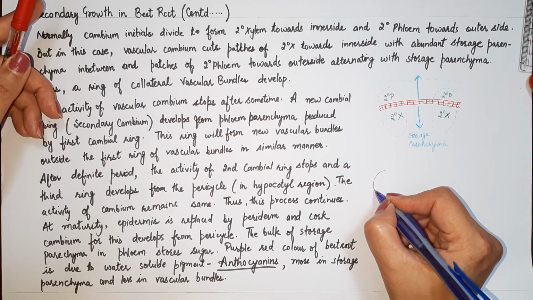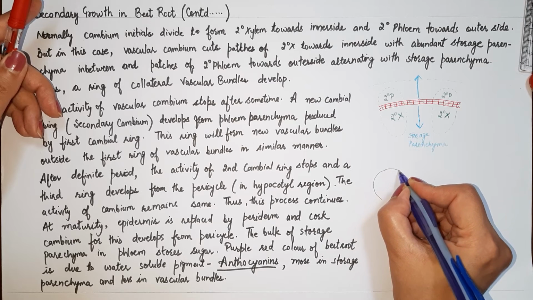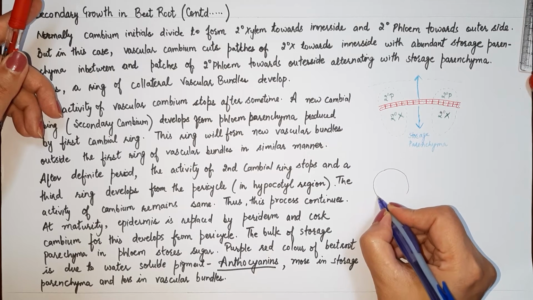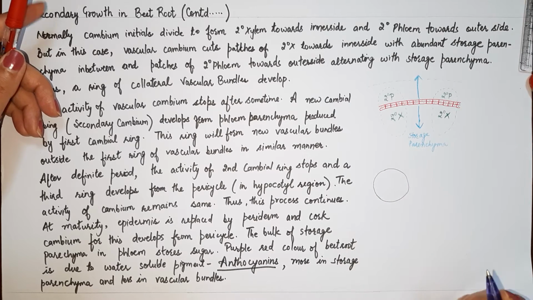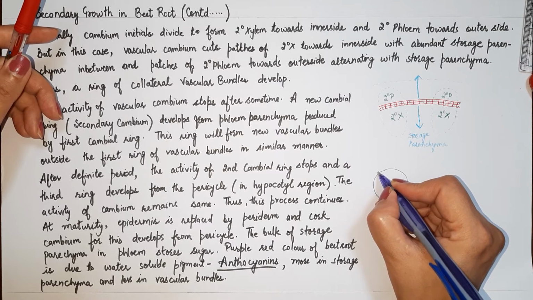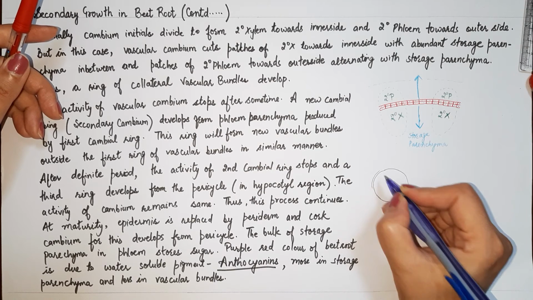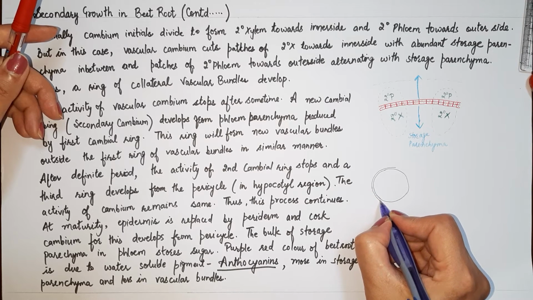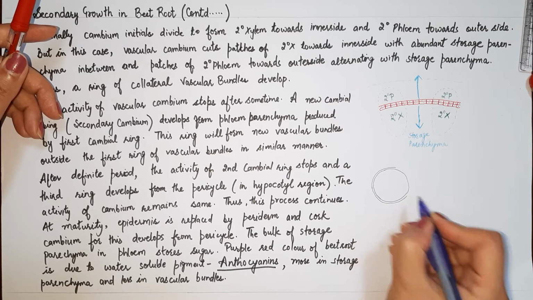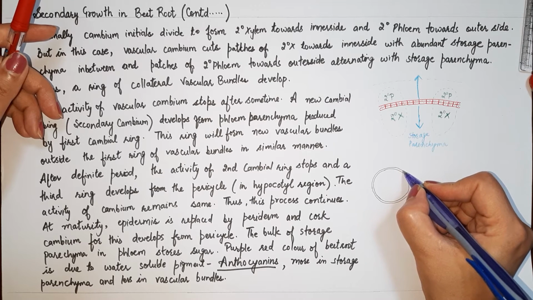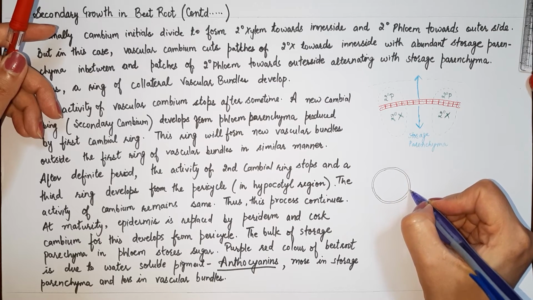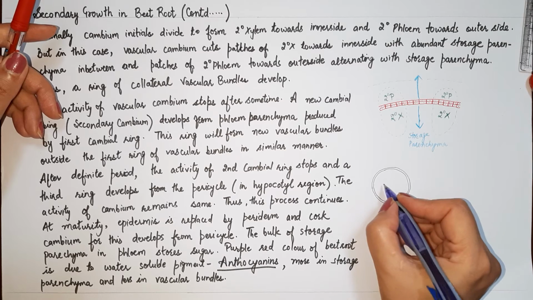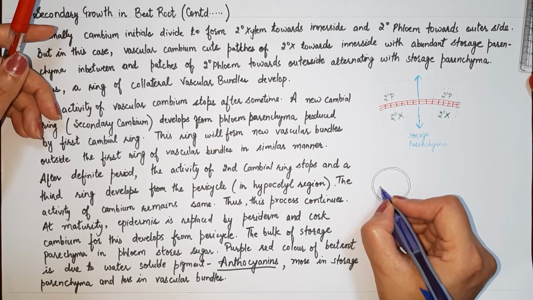So, initially the stele is diarch as in the primary structure. So, we have endodermis and pericycle. These are line diagrams. Now, the vascular bundle is diarch.